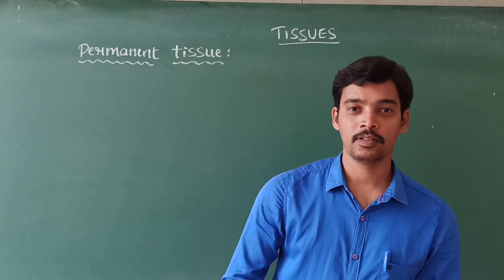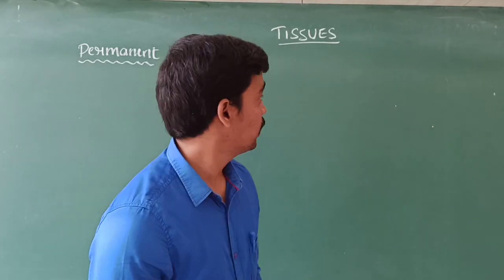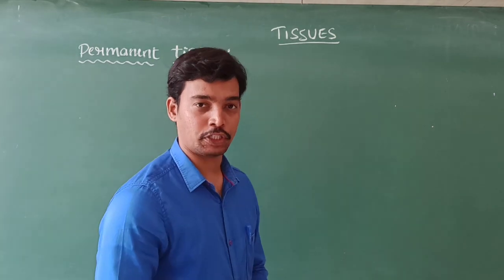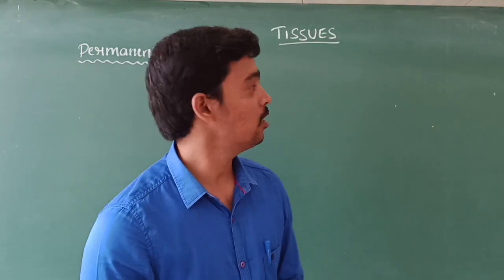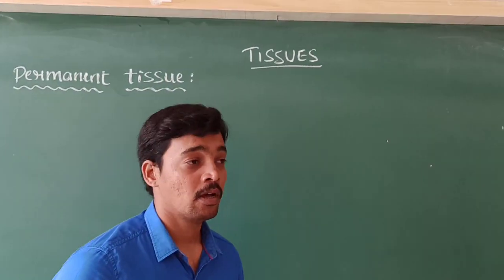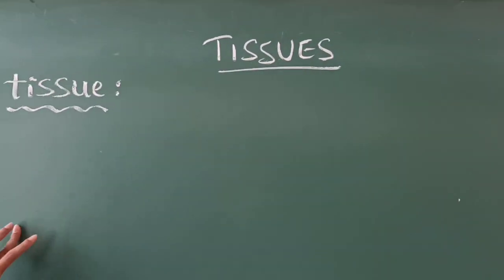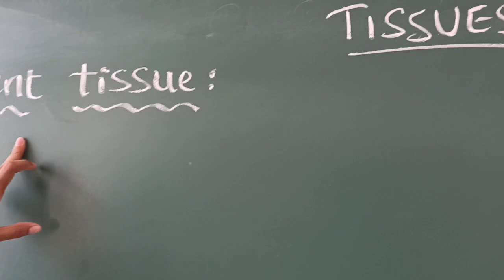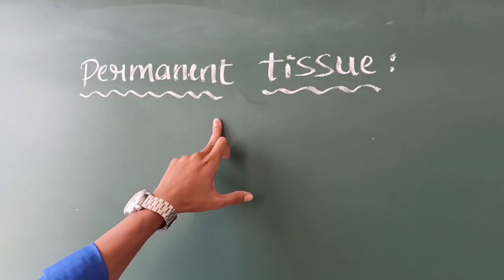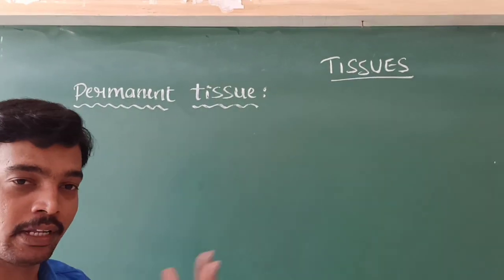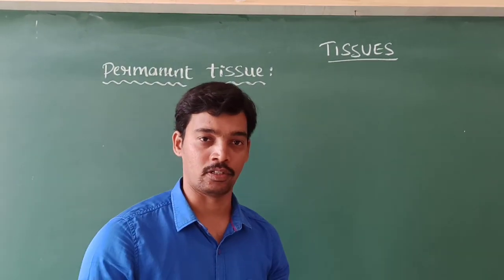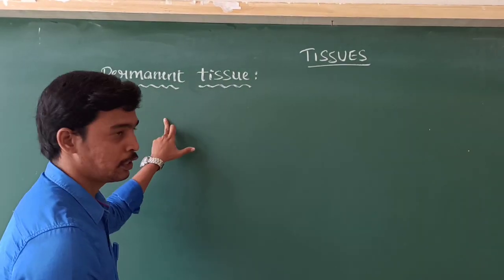Good morning everyone. In the previous presentation, we discussed the concept of tissues and the classification of tissues, particularly the meristematic tissue. In this class, we are going to discuss the other type of tissues, that is permanent tissues. What are permanent tissues, what is their classification, what are the types, and where they are present, their occurrence and nature.